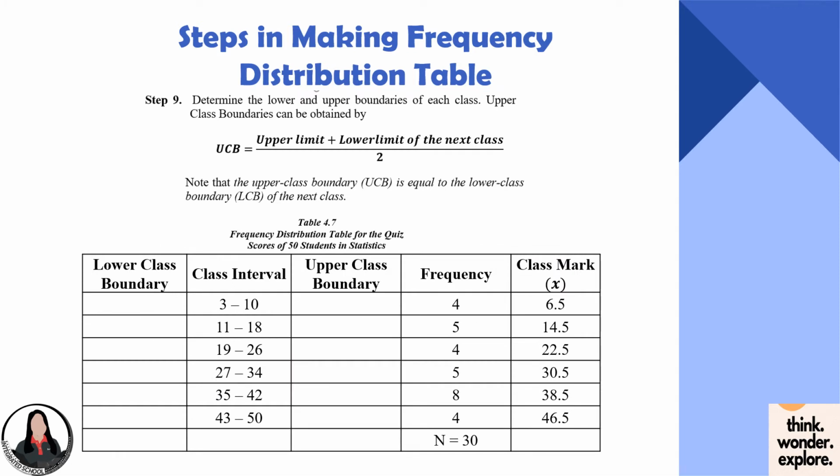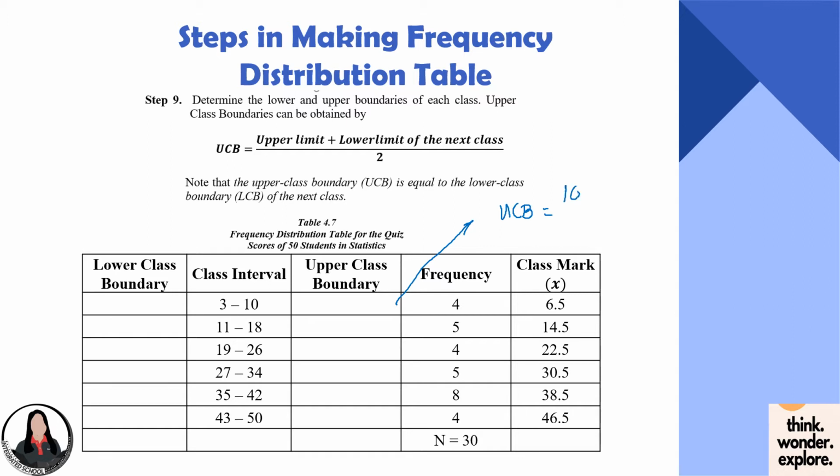Step 9. Determine the lower and upper boundaries of each class. Upper class boundaries can be obtained by getting the average of the upper limit and the lower limit of the next class. Okay, so for us to get the upper class boundary of the first class, gamitin natin yung formula, okay? So UCB can be obtained by adding the upper limit.